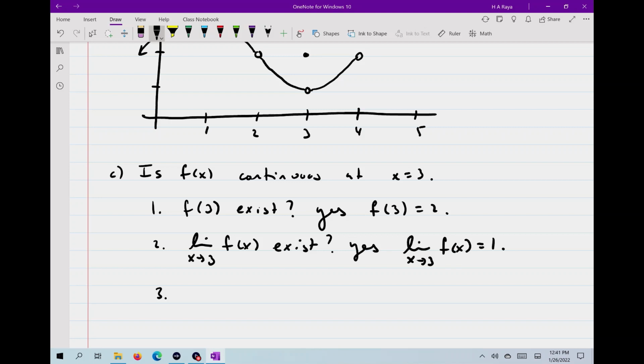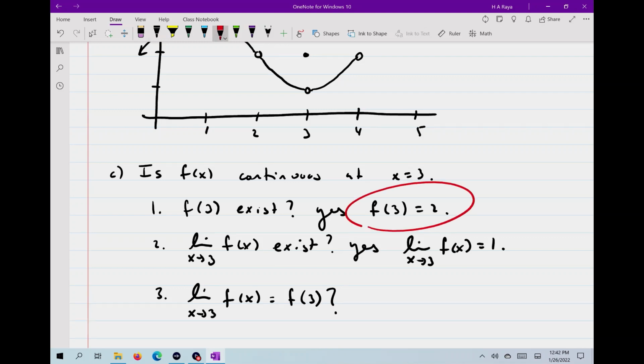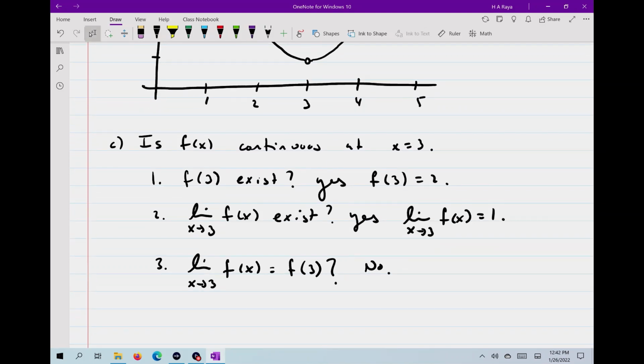And in the third criteria, we'll be asking, does the limit as x goes to 3 of our function equal to the value of the function at 3? And clearly it doesn't, because the value of the function is 2, but the limit is 1. So in this case, those two values are not equal to each other. So the third criteria fails, in which case you can say that the function is discontinuous at x equal to 3.